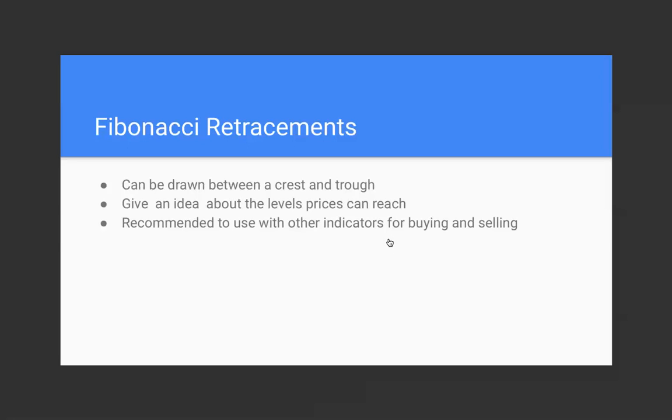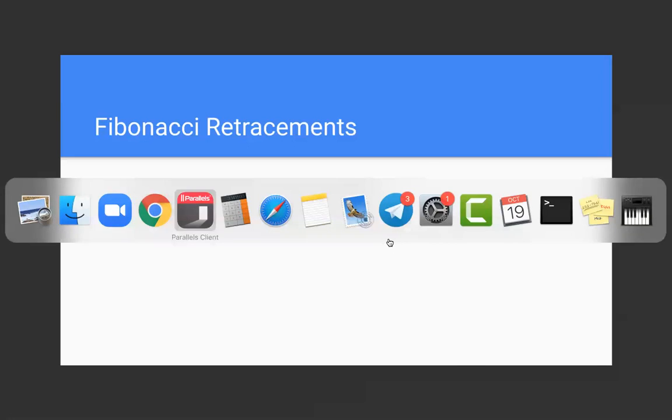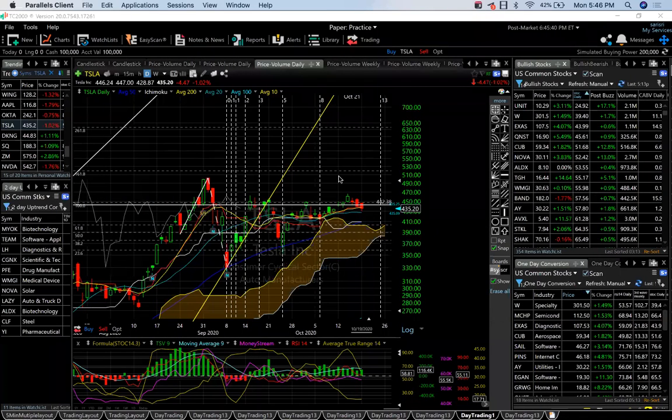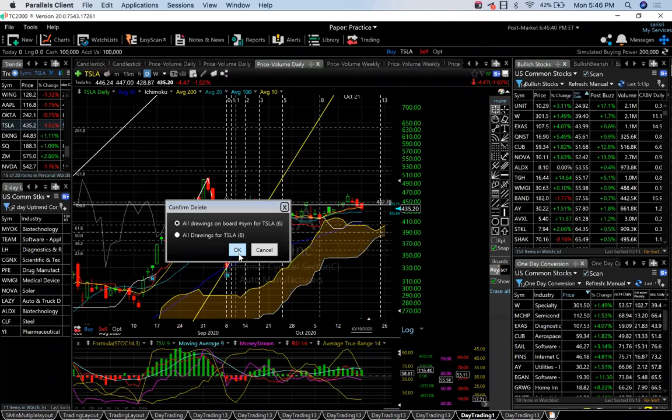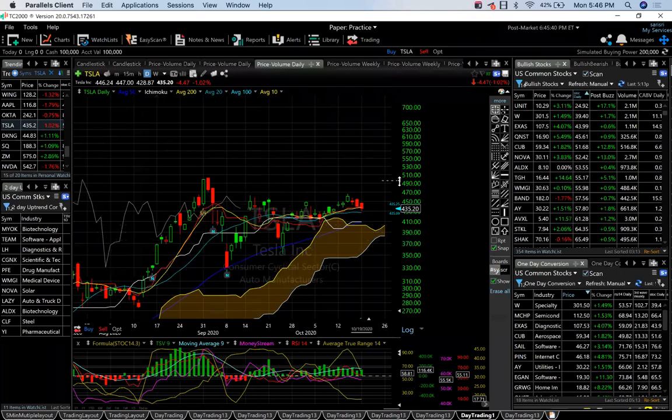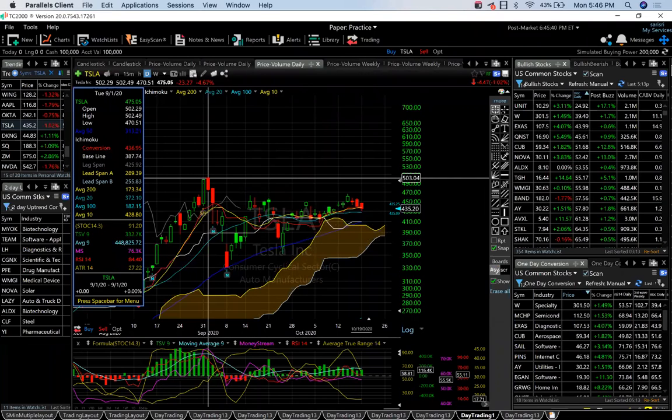So let's go to the actual charts now to see how it looks. Let's take the Tesla itself, right? This is a very hot stock. I'm going to delete all the drawings here for a minute so that we have a clean chart. So if I take this as a crest, right? Because it is the all-time high, which is 502.49. Of course, this is after the split.